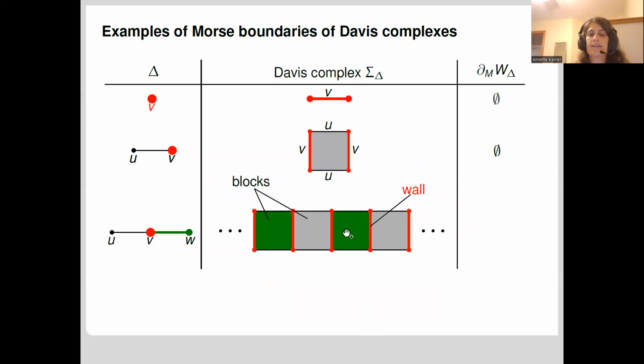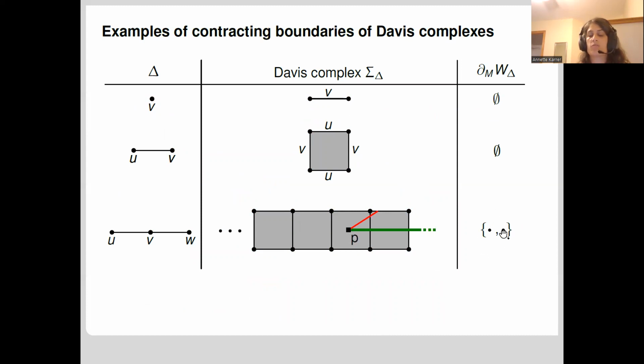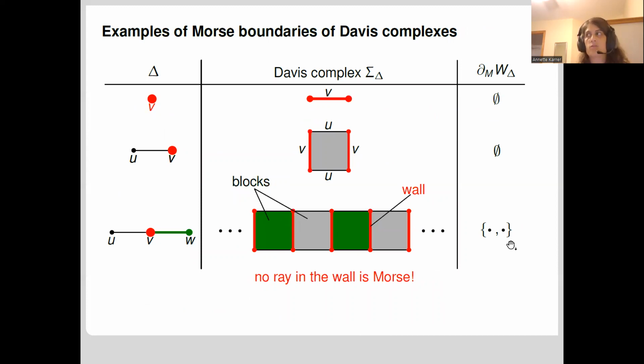So here we can now study the Morse boundary of this Davis complex. We see that we get a point for this direction and a point for this direction. So the Morse boundary just consists of two single points. And this fits together with the theorem we saw before. We start with two totally disconnected Morse boundaries. Here I should maybe mention that for me, empty sets are totally disconnected. And we end up with something totally disconnected. And this is because walls do not contain geodesic rays which are Morse.